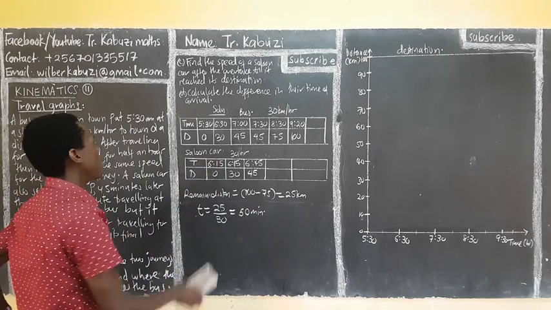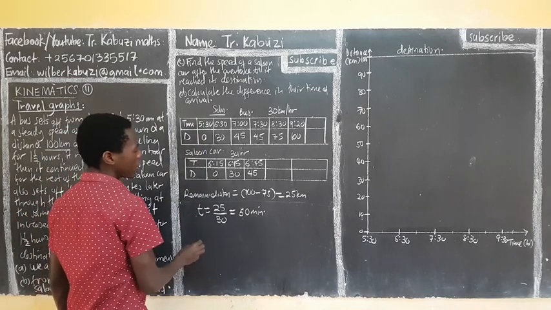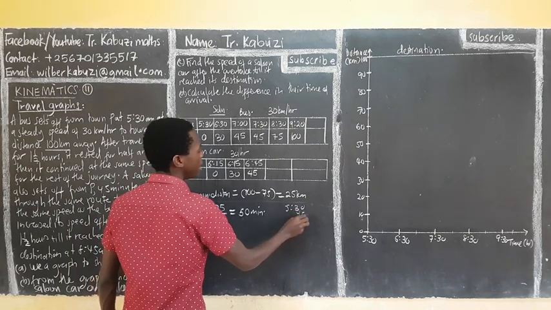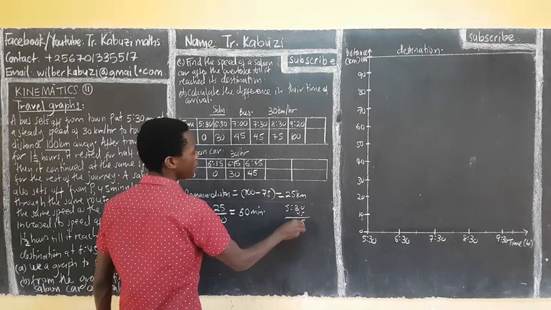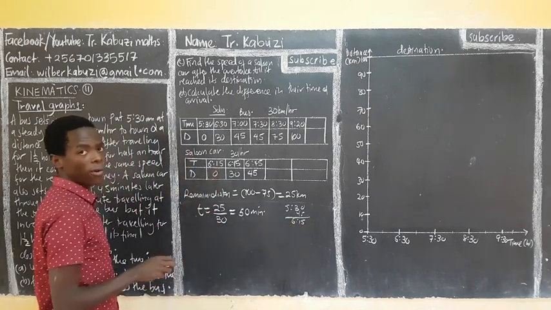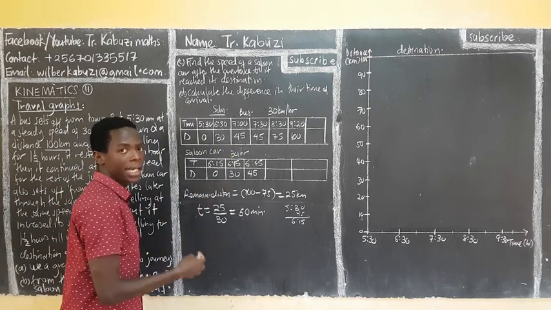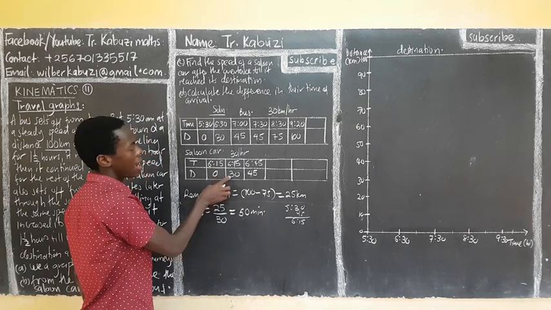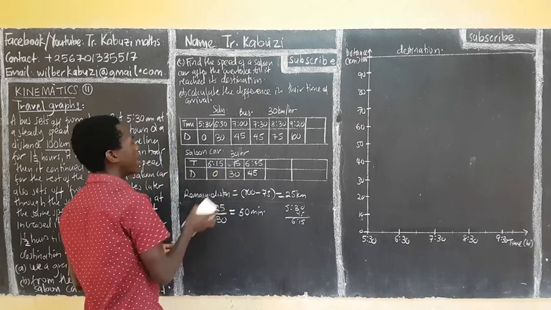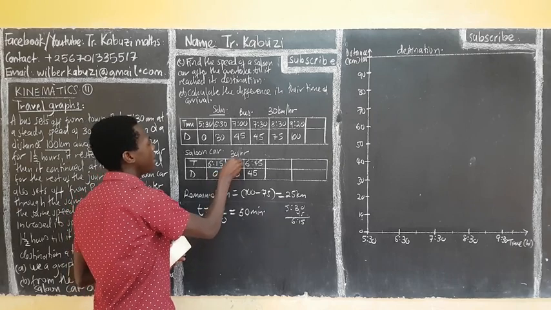We just use this table. Then the saloon car starts after 45 minutes. So at 5:30 we add 45 minutes. We shall be getting 6:15, so the saloon car was starting at 6:15. At 6:15 it had covered 0, but it's using the same speed as the bus. That's what the question says. So after 1 hour, when I add 1 hour here, I'll be getting 7:15.